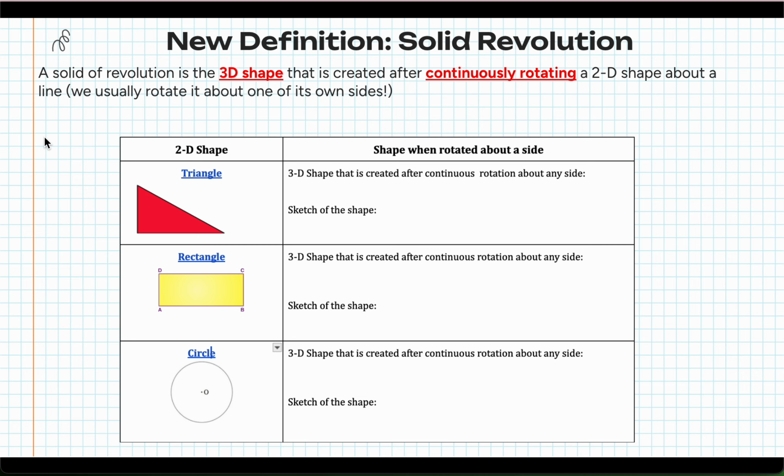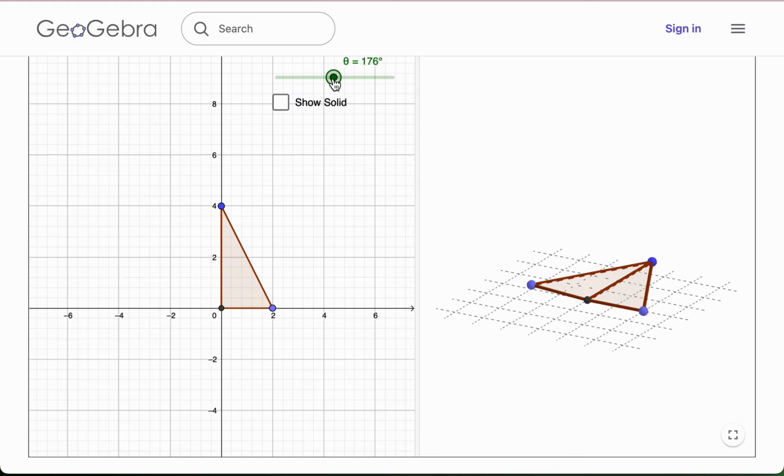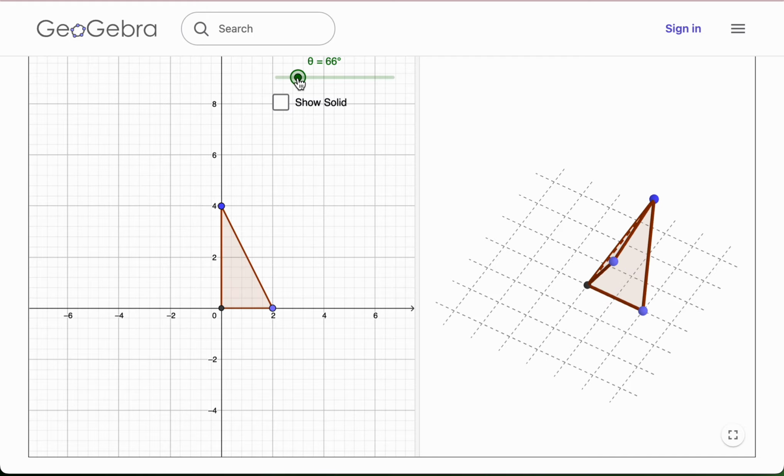So the Regents loves to deal with these three shapes here. We're going to be rotating a triangle, a rectangle, and a circle, and we're going to see the 3D figures that are created from that. Now, when we start with a triangle and we rotate it around, you guys can kind of see on the right side over here is what is going to happen when we rotate that triangle, right?